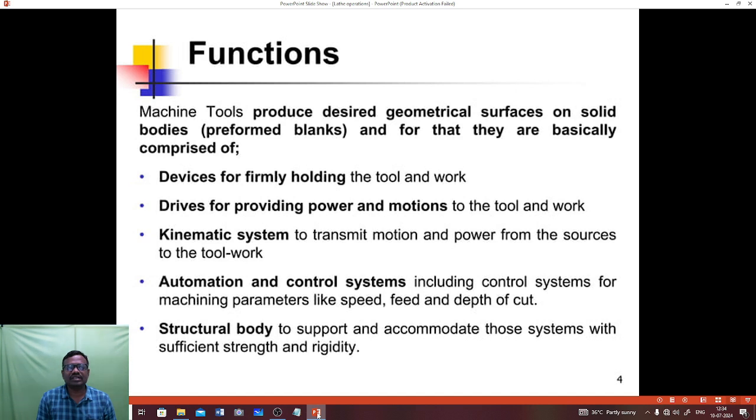Machine tools produce desired geometrical surfaces on solid bodies, preformed blanks, and for that they are basically comprised of devices for firmly holding the tool and work, drives for providing power and motions to the tool and work, kinematic system to transmit motion and power from the sources to the tool and work, automation and control systems including control systems for machining parameters like speed, feed and depth of cut, and a structural body to support and accommodate these systems with sufficient strength and rigidity.